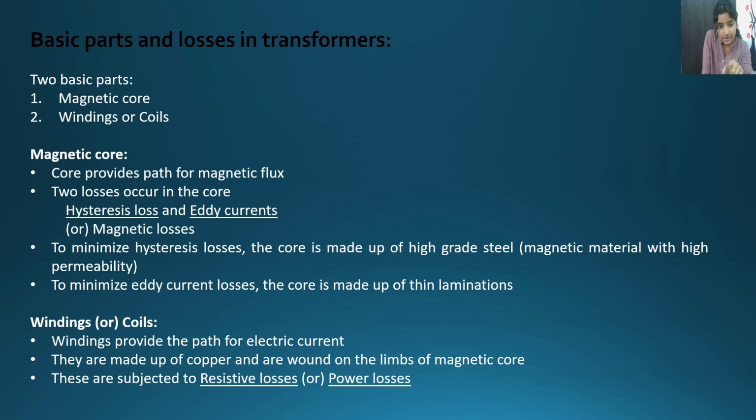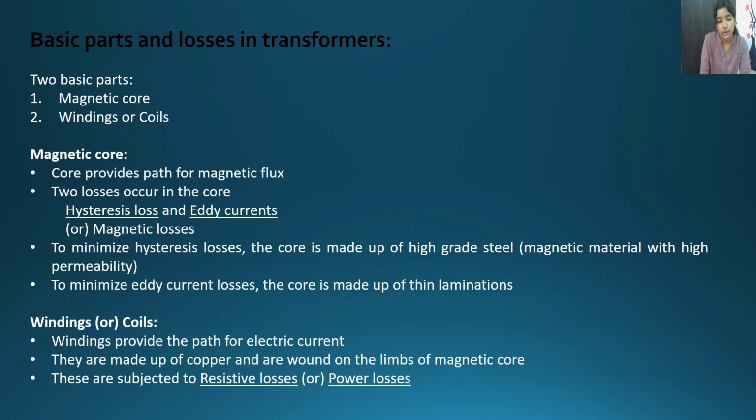To minimize the hysteresis loss, the core is made up of high grade steel, a magnetic material with high permeability. So to minimize the hysteresis losses, we need to use a magnetic material with high permeability to make the core part. High grade steel has a high permeability, so it can be used to make a core in order to minimize the hysteresis losses.